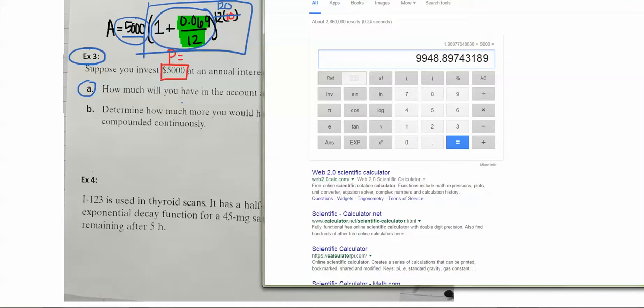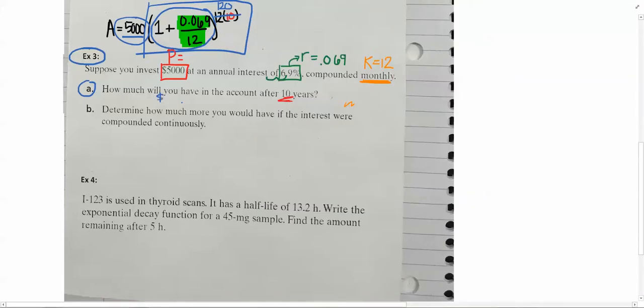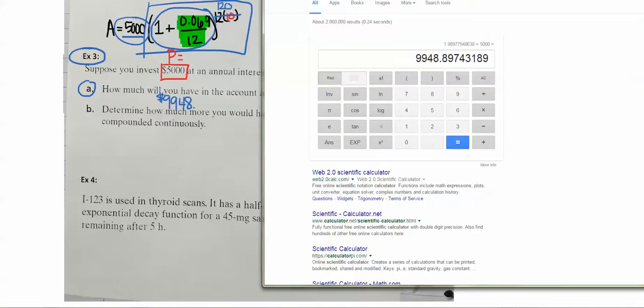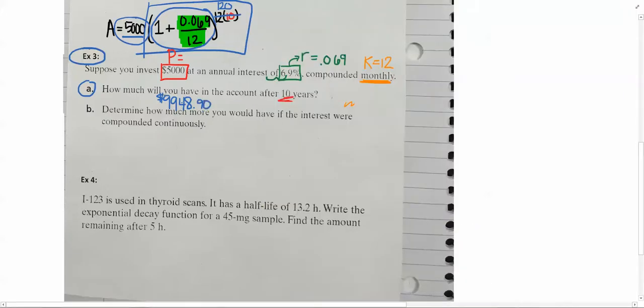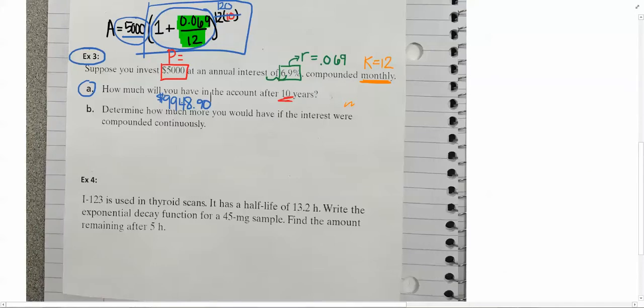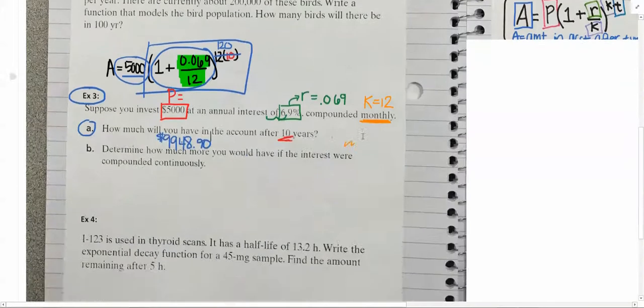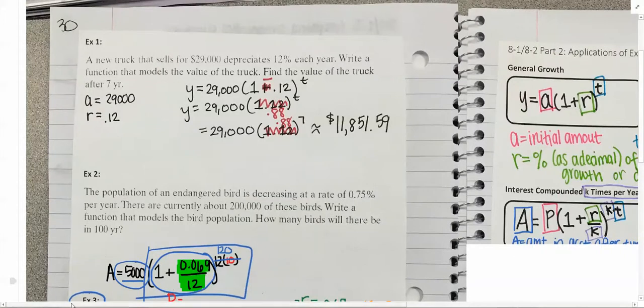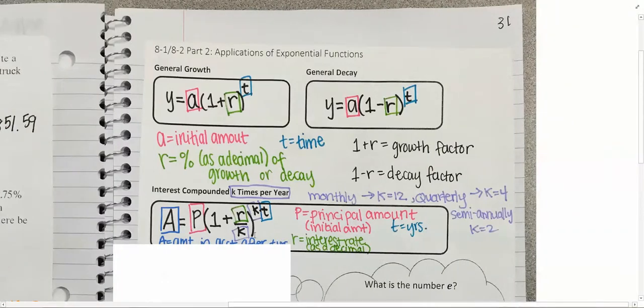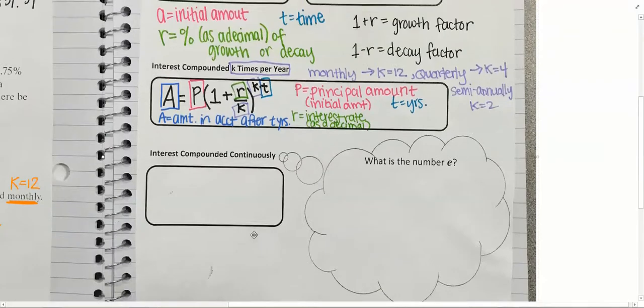It's just not bad. Okay, so $9,948 and say 90 cents. Okay, so this part B has to do with the other formula that we had here. So let's look on the other side. Okay, there's another formula. It's called interest compounding continuously.